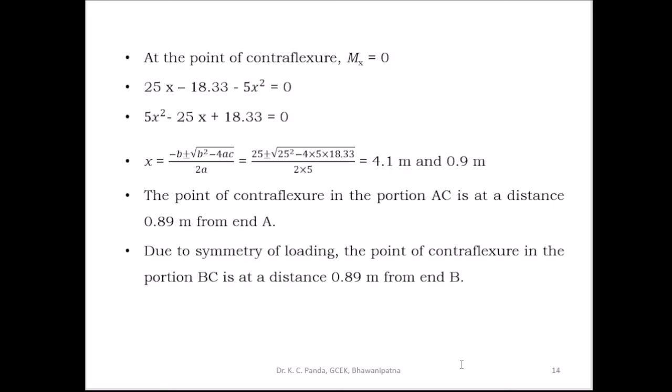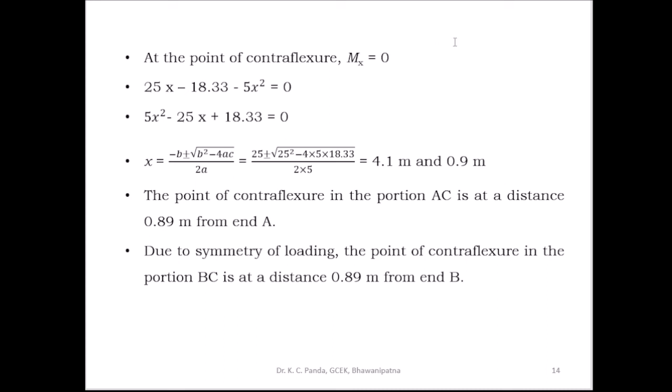Then you know at the point of contraflexion the moment is equal to 0, M_x is equal to 0. Then you have to equate the expression to 0. Then after simplifying, you will get one quadratic equation. So x is equal to minus b plus or minus root over b square minus 4ac by 2a. Then after putting the values, you can find out the x distance.